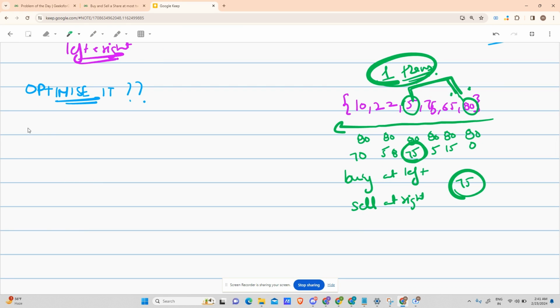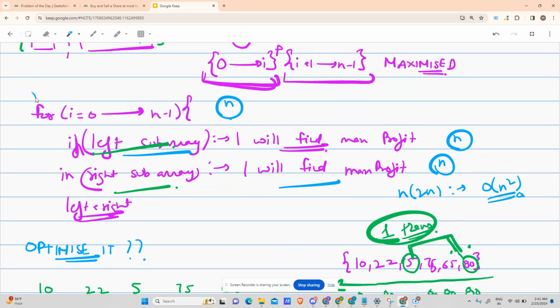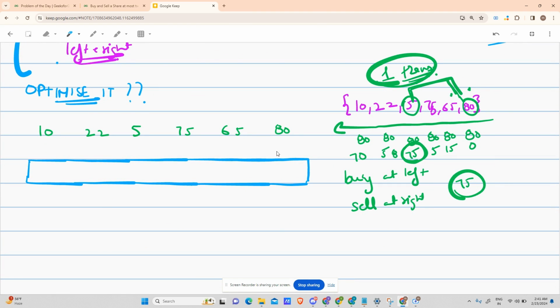So what I'm doing is, I have got 10, 22, then 5, then 75, then 65, then 80, right? I will make a profit array, an auxiliary array of the same length, right? Just remember this approach. We will be implementing it in a lower time complexity. Okay. So this is my auxiliary array.